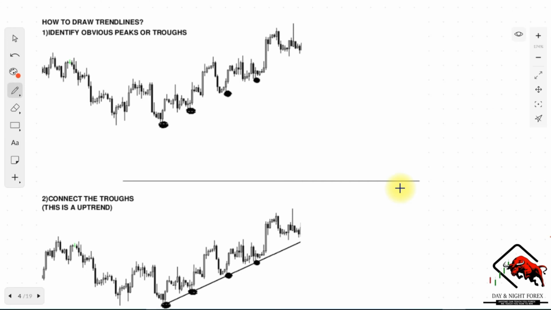So firstly, you have to identify some obvious peaks or troughs. In an uptrend, we're looking for some obvious troughs, which is what we call our higher lows. So higher lows in an uptrend, we are looking for those to connect as our troughs. We're looking for at least two, and then we connect. But if there's more, then it's also fine.